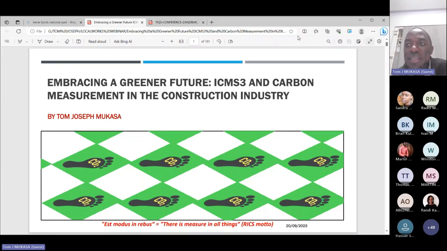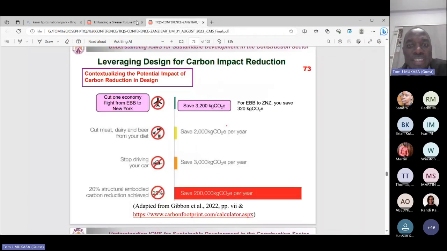So let me get there. But before I get there, I picked some interest from Joe, contextualizing carbon. Last month I was having a presentation in Zanzibar, and I also tried to do that. I picked a lot of this from the Institution of Structural Engineers. So I tried to compute how much carbon I was giving out in my travel.